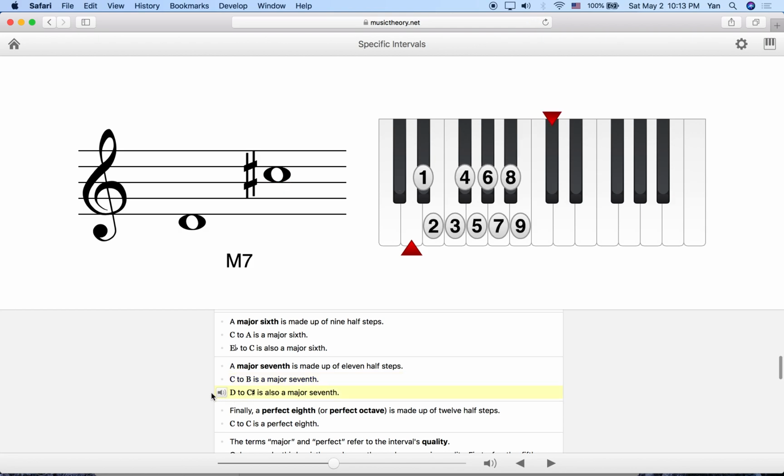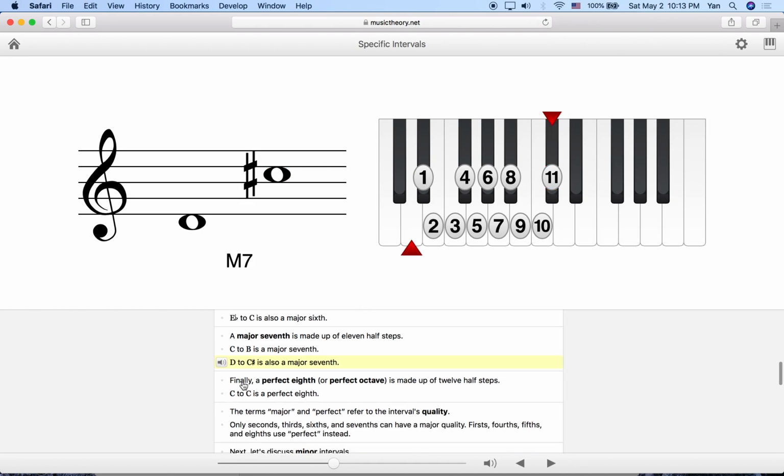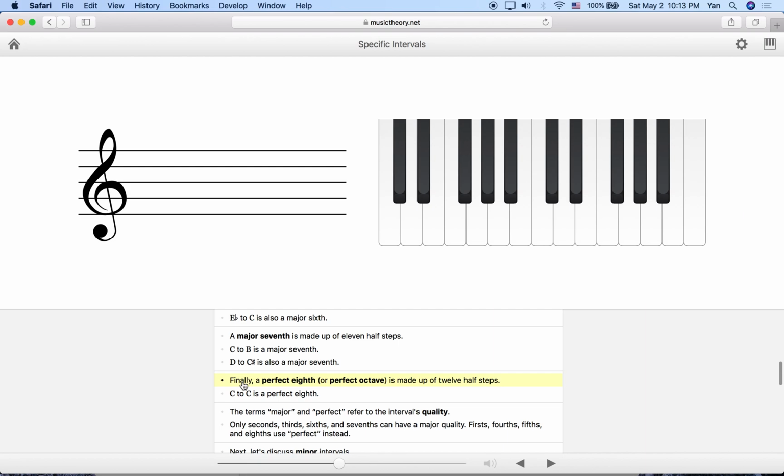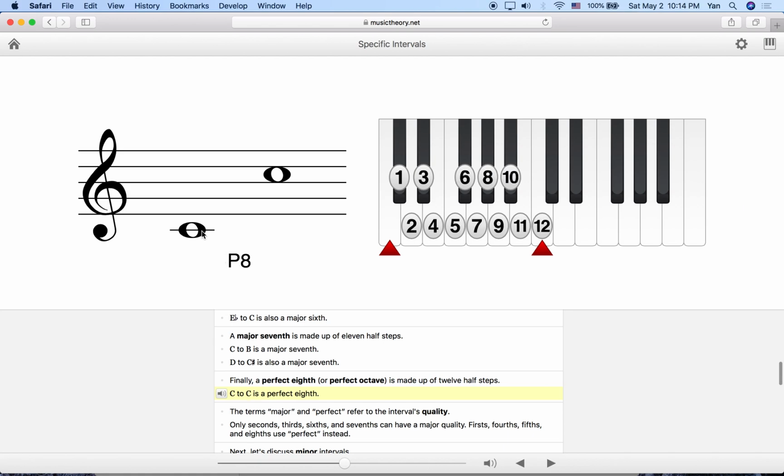Another major seventh is D natural to C sharp. Okay. And finally, the perfect eighth or the perfect octave is 12 half steps. It is a generic eighth because of the position on the staff, but the fact that this one is 12 half steps from C natural to C natural also makes it a perfect eighth or a perfect octave.